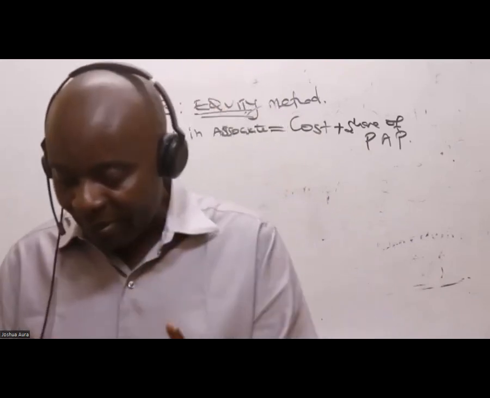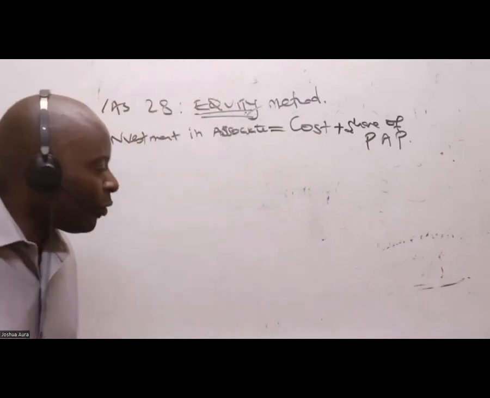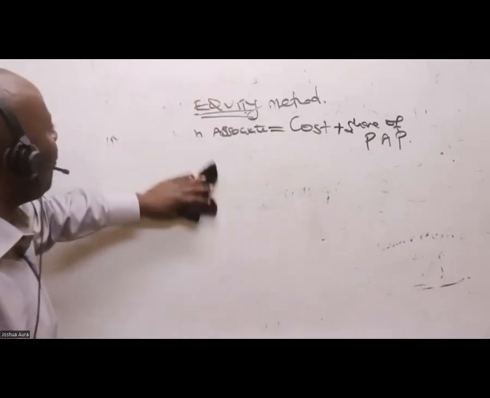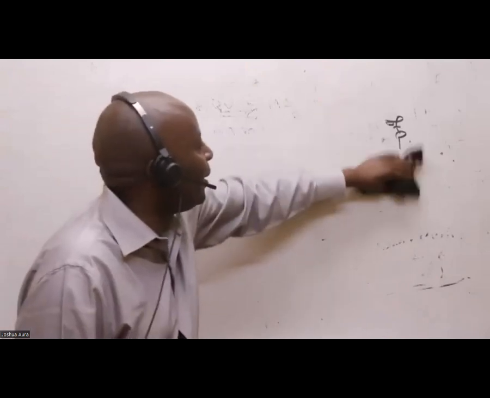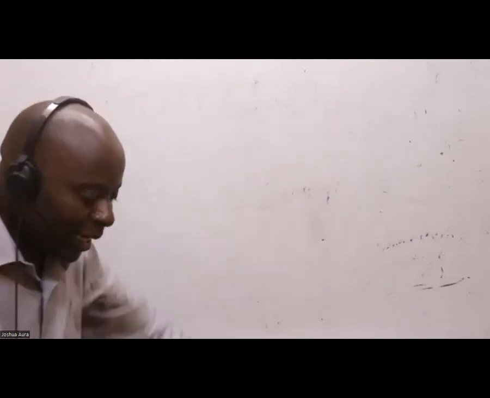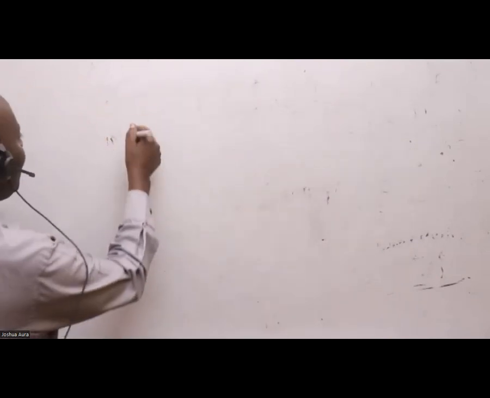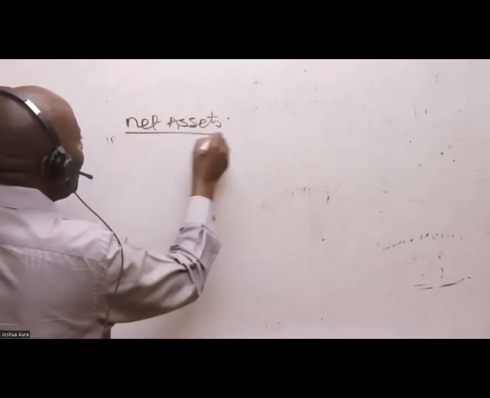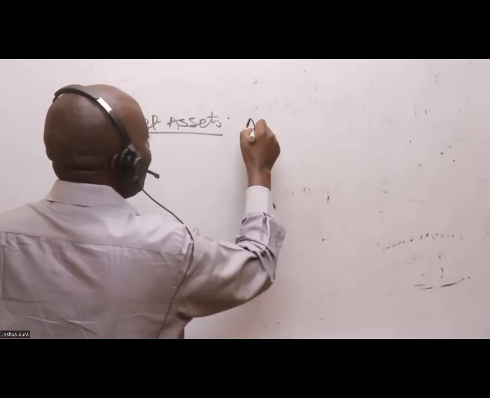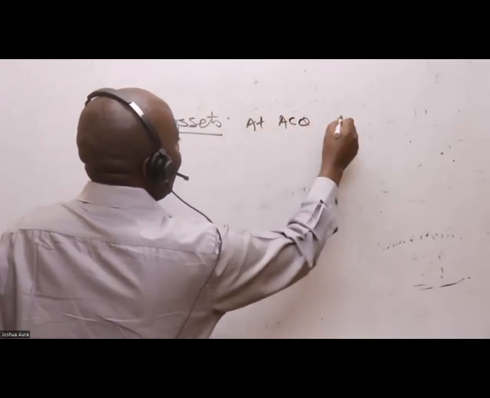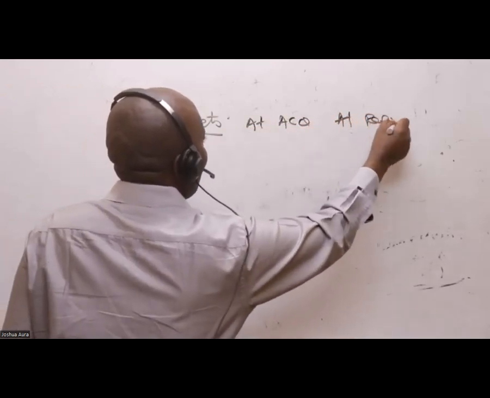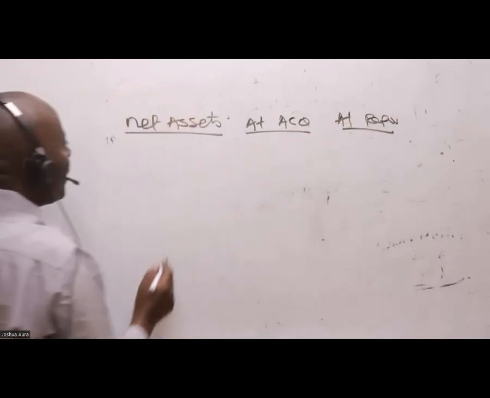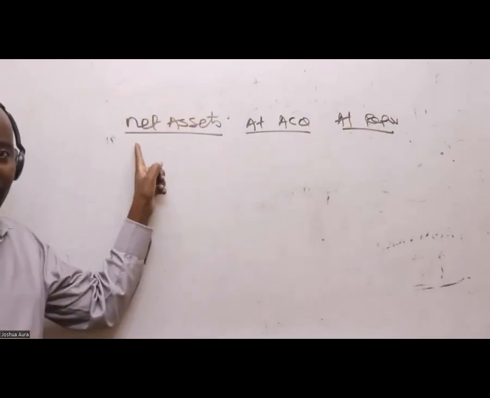And if you remember, for the students that I taught here, I even gave you a formula for getting net assets. How do we get net assets? Please remember. Is there somebody who is able to remember the equity components? Net assets at acquisition, and net assets at reporting. Is there somebody who can remind us of the net assets, the equity components?